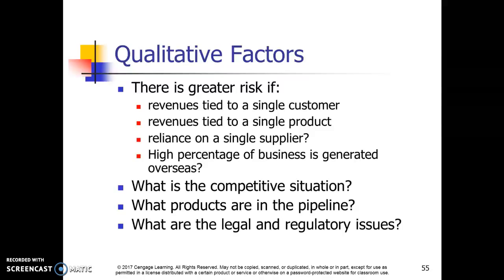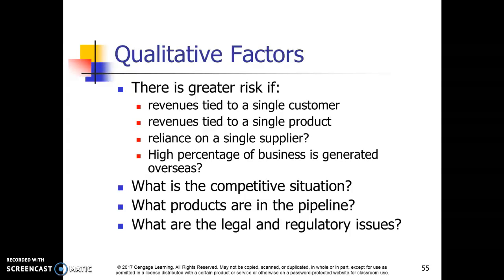While frozen foods may be on the uptick, canned food is on the downtick, right? So like a Campbell's soup is struggling. That's where a frozen food company is having a good year. So that's an example of needing to diversify your portfolio. Again, reliance on a single supplier. If you're buying all your raw goods from one supplier, there's risk there. And then if you have a high percentage of your business that's generated overseas, that is seen as a risk with global factors that are out there, macroeconomic stuff, tax implications. It does create additional risk.